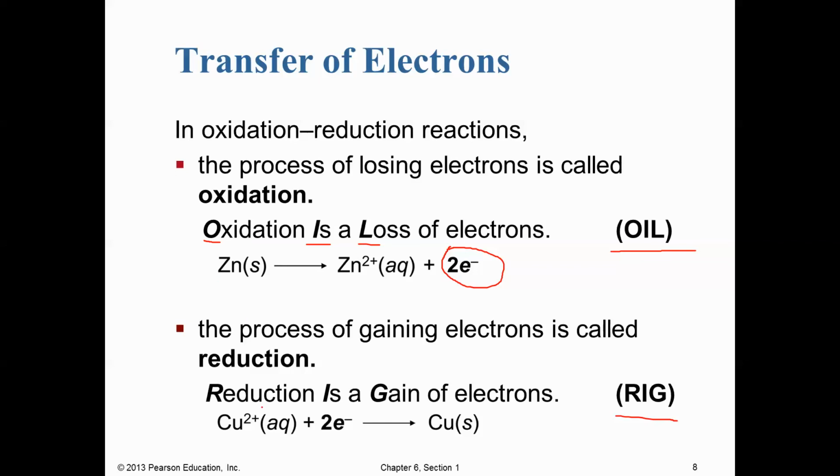Now down below we have reduction. So our copper ions here are gaining electrons to become copper metal. And so if we're gaining electrons, they'll often be listed in the reactant side of our equation. And reduction is gain. There's our RIG part of OIL RIG. So if we're becoming more positive in charge, that means oxidation, because we're losing electrons. And if we're gaining electrons or becoming more negative in charge, that's going to be reduction. And so these two things always go together. If we have oxidation, we must also have reduction, because the electrons can't just disappear. They have to come from somewhere and go to somewhere.